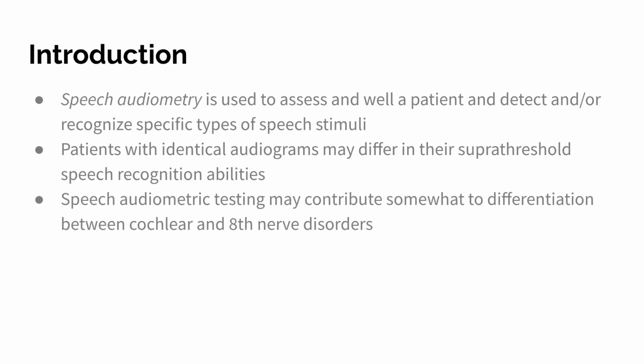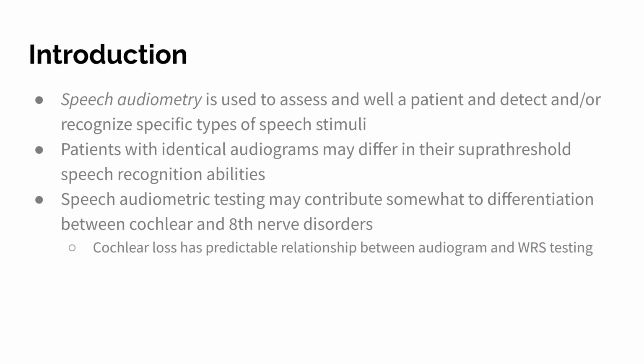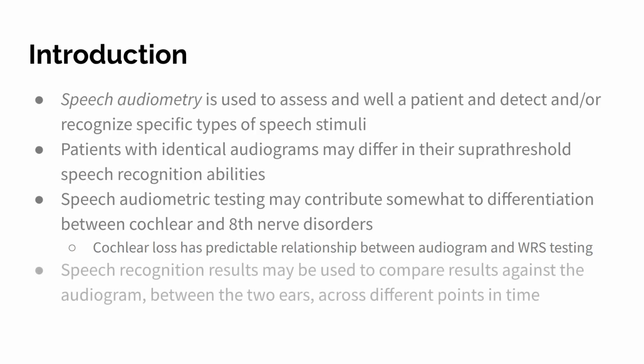I want to talk about speech audiometric testing and how it might contribute somewhat to differentiation between cochlear and eighth nerve disorders to some extent. Cochlear loss has predictable relationships with the audiogram and word recognition testing, and it's that predictable relationship that we can exploit in helping determine who might be at greater risk for cranial eighth nerve disorders. And speech recognition results may be used to compare against the audiogram between the two ears or across different points in time longitudinally.